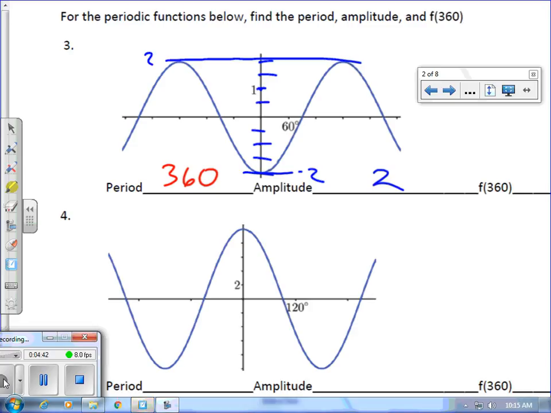Now what about f of 360? Continue this graph. If that's 120, that's 180, that's 240, that's 300, and 360 is about right there. I know it's going to bottom out at 360 because it bottomed out at 0 and my period is 360. So when I get to 360, it's going to bottom out again. -2.